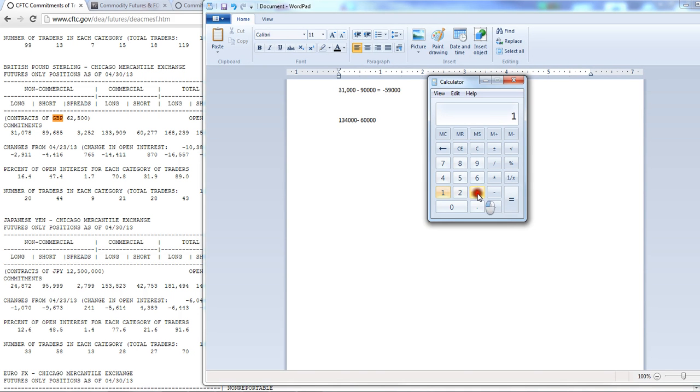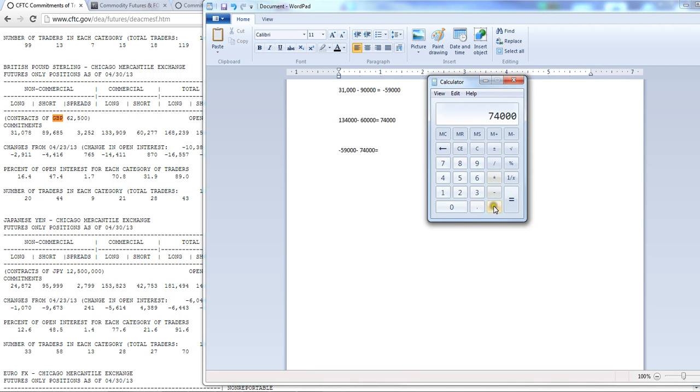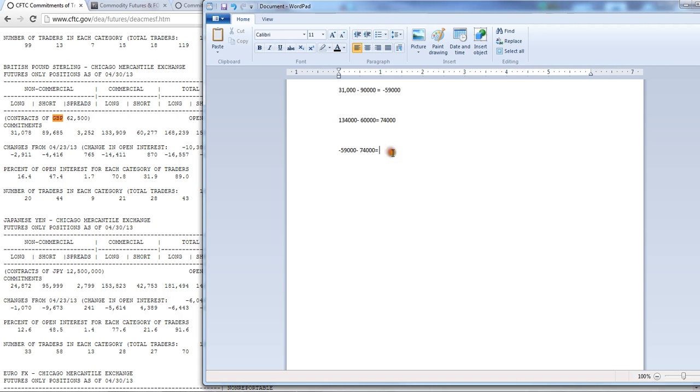So 134,123 minus 60,123, that's 6,000, one more, equals 74,000. Equals 74,123. And then what you do is you subtract negative 59,000 minus 74,123 equals, we just add them together, right? Plus 59, take them to negative 23 equals, so negative 130,000, or was it 133,000?